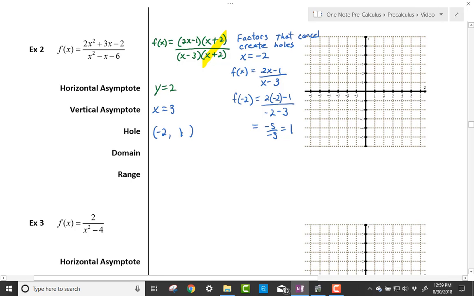So right away, before I do anything else here, I'm going to go to -2, +1, and I'm going to draw a hole. All right? Horizontal asymptote, y equals 2. We'll go ahead and graph that. Vertical asymptote, x equals 3. We'll go ahead and graph that.